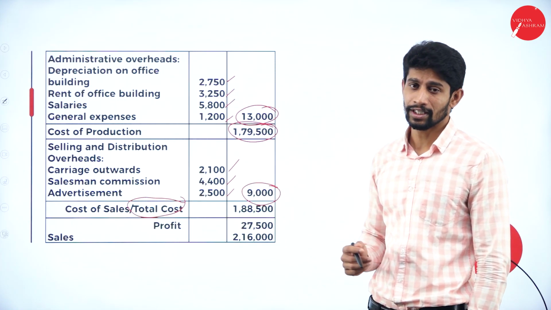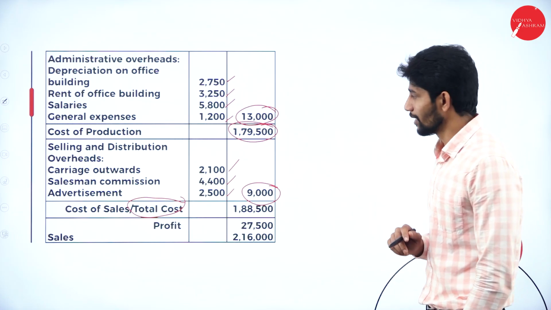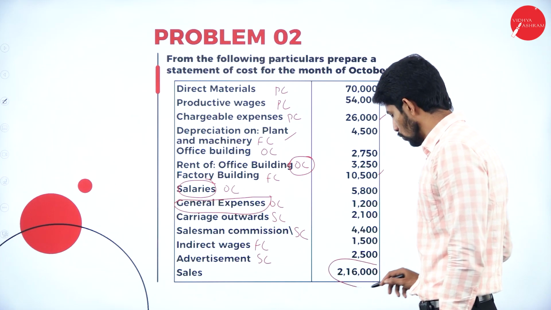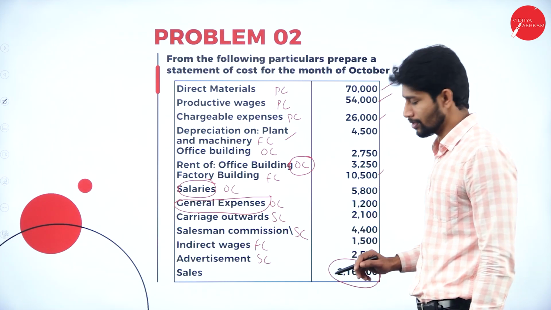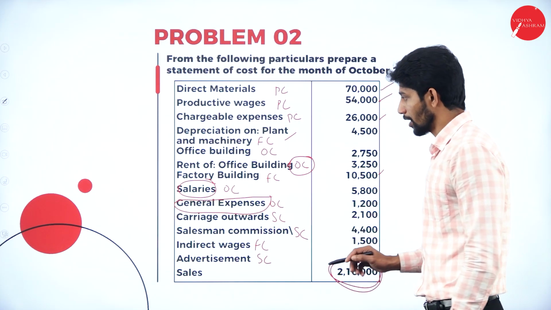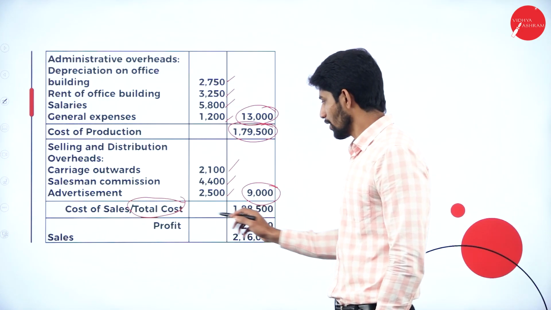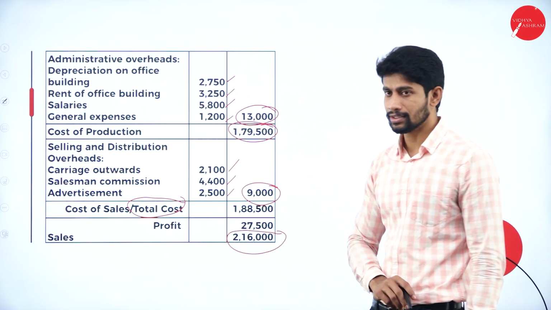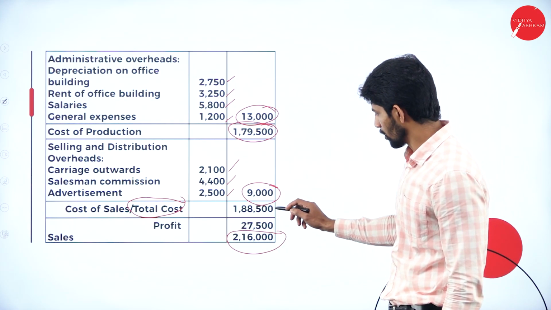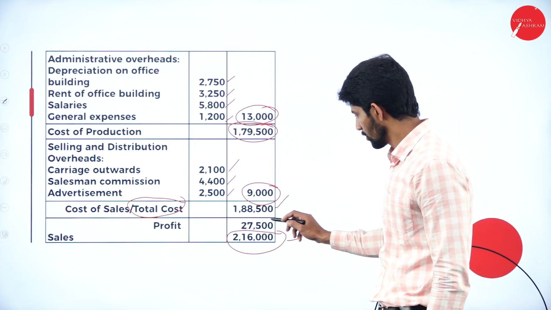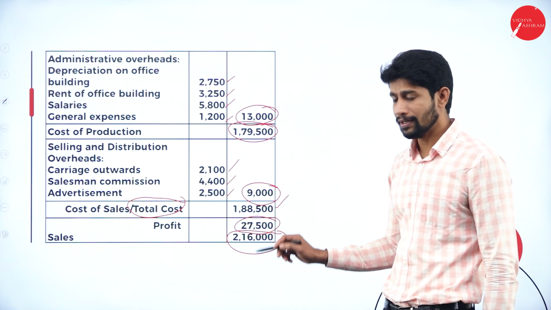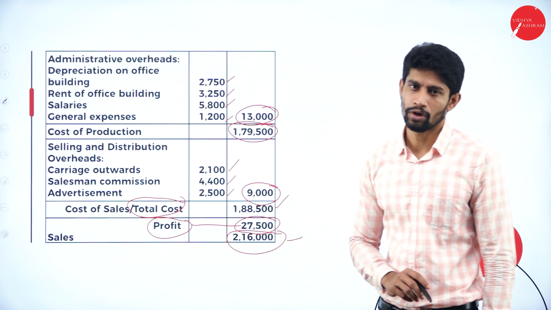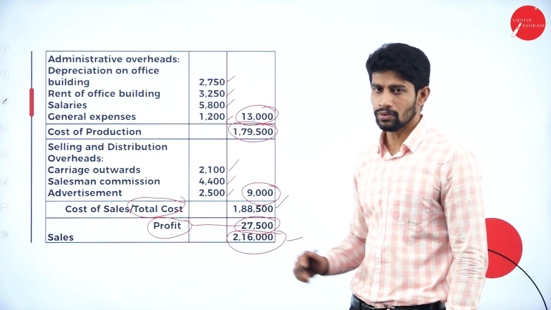So sales is given in the problem. Profit is not given, but the sales is given in the problem. So what is the sales? It is rupees 2,16,000. So now leave a line after total cost and take total sales 2,16,000. So difference between the total cost and sales is 27,500. This 27,500 is called what? Profit. So this is how we are supposed to solve.